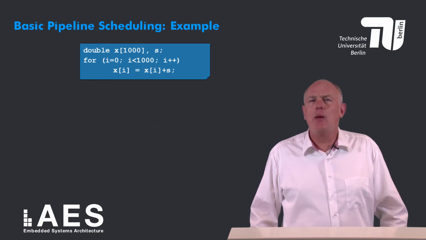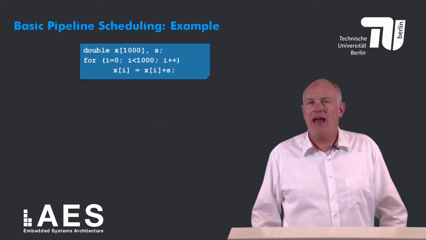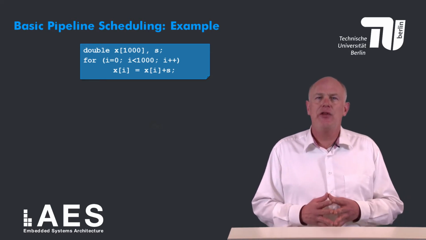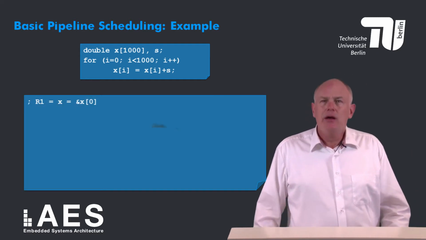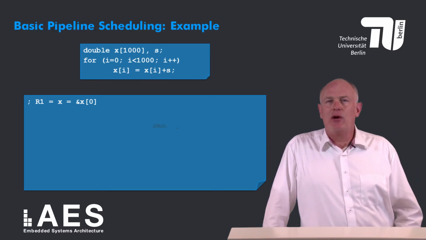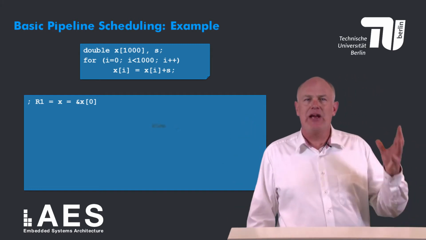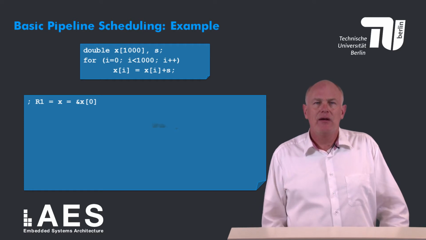This will be our example throughout this lesson: adding a scalar value s to an array of doubles x consisting of 1000 elements. The C code is a simple for loop. We start with a straightforward translation to MIPS64 assembly. I assume that register R1 contains the base address of x, or equivalently the address of x0.